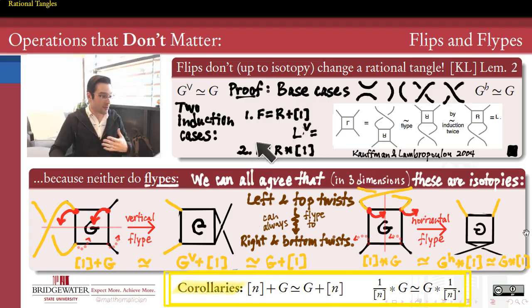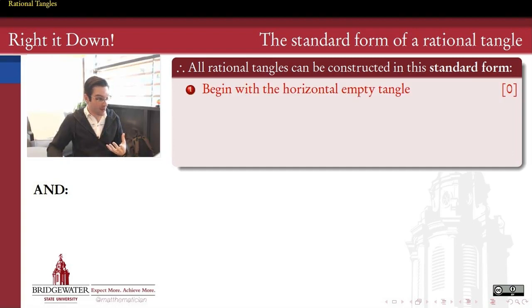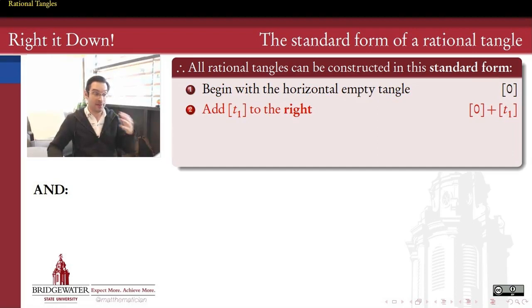So this was the big surprise in our last video, that any left and top twists in a rational tangle, we can always flip them down to be right and bottom twists, and that won't change the isotopy type of the tangle at all. What that does for us is it gives us a standard way to build a rational tangle. So all rational tangles can therefore be constructed in a standard form. The standard form begins with a horizontal empty tangle, and then iteratively begins by adding twists on the right side of that tangle. So let's add T1 twists to the right side. T1 could be a positive integer, it could be a negative integer.